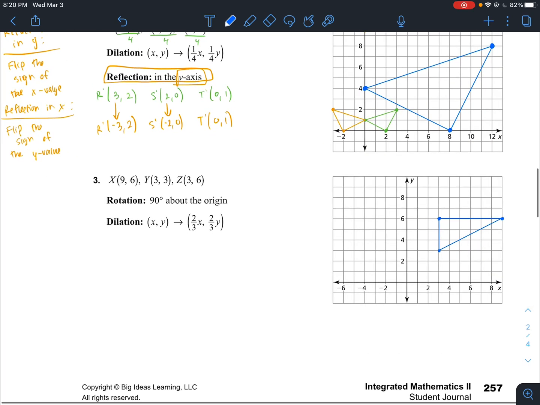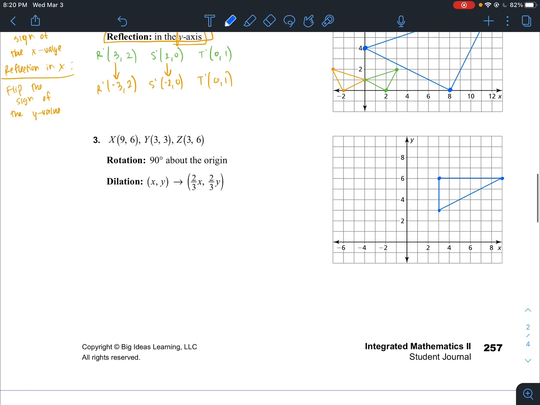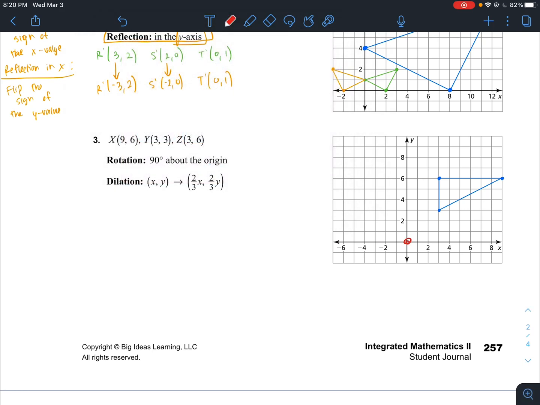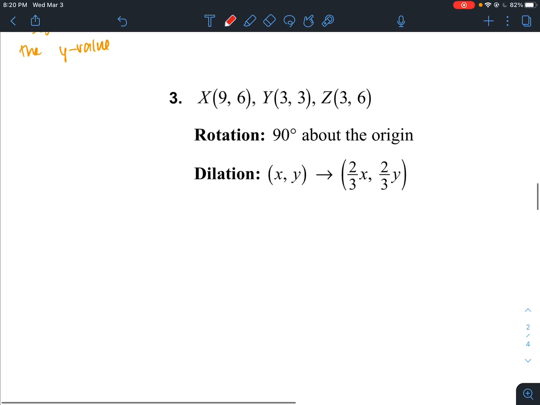Now we're going to rotate about the origin, so here's the origin. We're going to take this and rotate it 90 degrees, so all the points need to go 90 degrees. Now, first thing to note about rotations: unless specified otherwise, rotate counterclockwise.